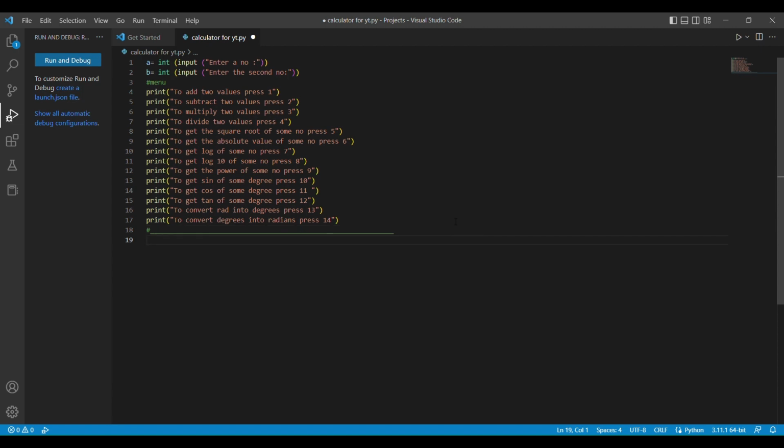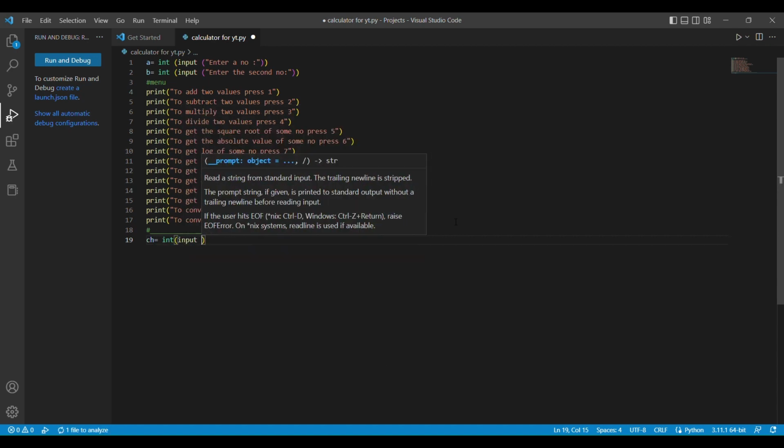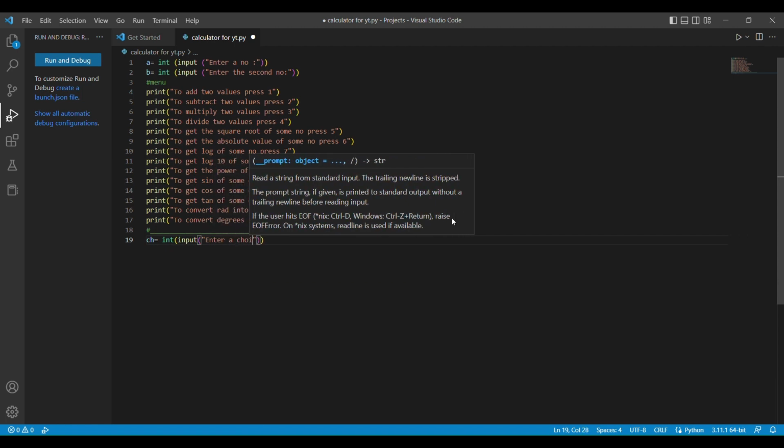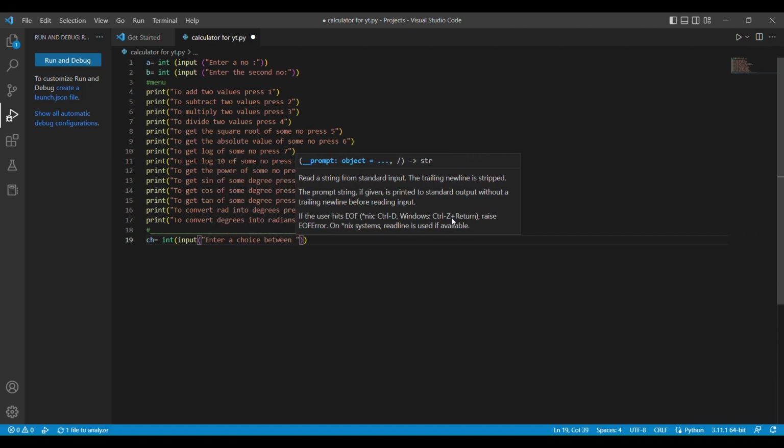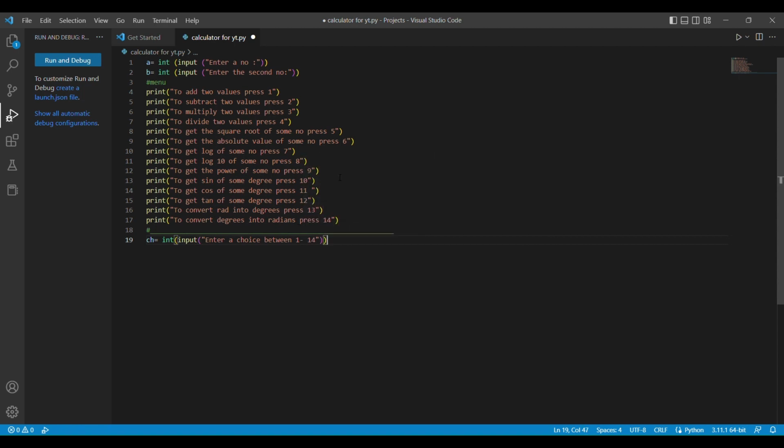First of all let's give a choice to the user for which value it wants to get. So enter a choice between 1 to 14, because we have 14 functions here. Now, if ch is equal to 1, both numbers will be added.